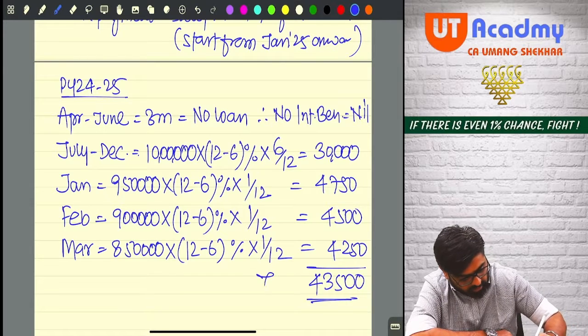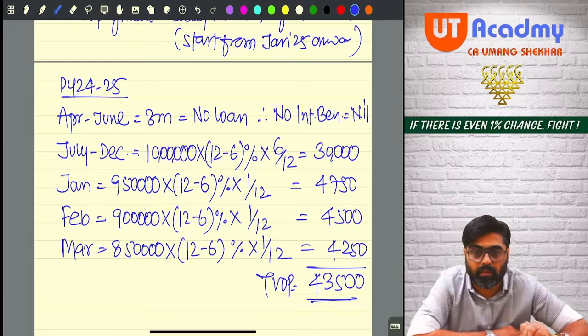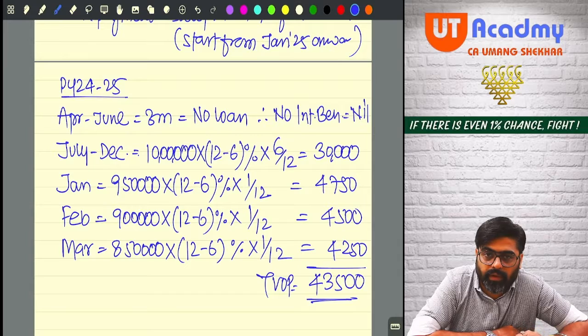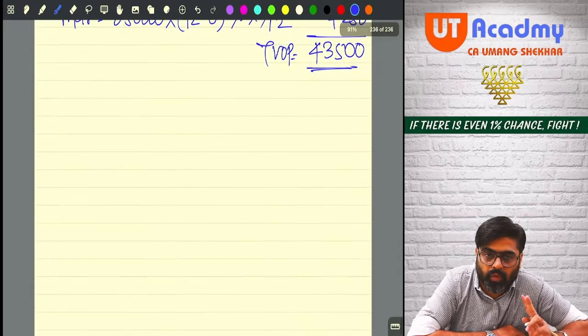This is the taxable value of your perquisite. Will you be able to calculate like this, everyone? Easy, no? Now see, two important things you are supposed to remember.